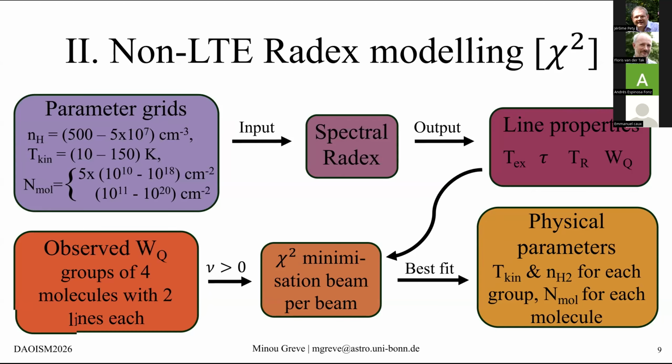So that means in our case, to determine the kinetic temperature and the volume density for each group, as well as the column density for each molecule, we have 6 parameters to fit, so we need at least 7 out of the 8 lines detected.